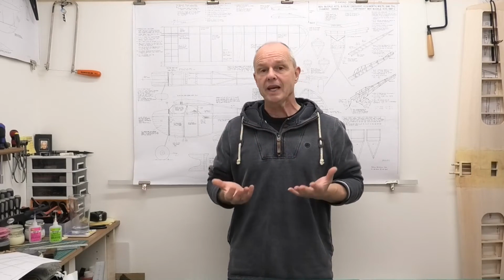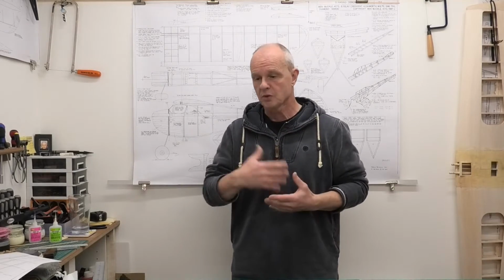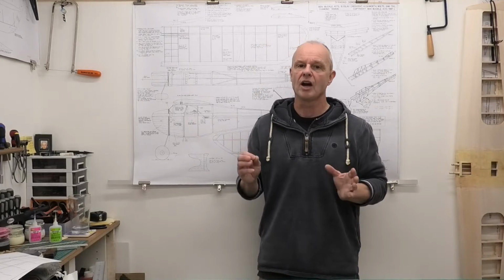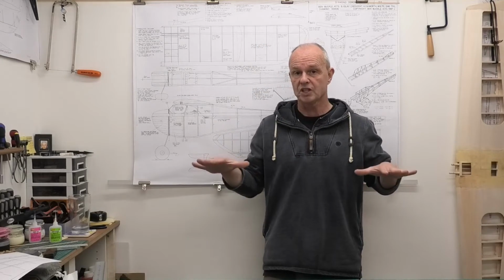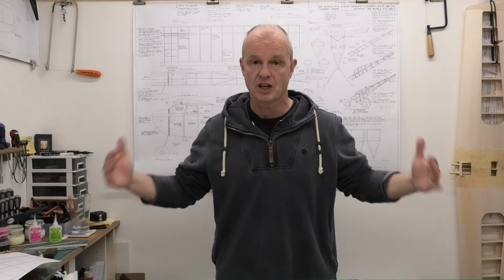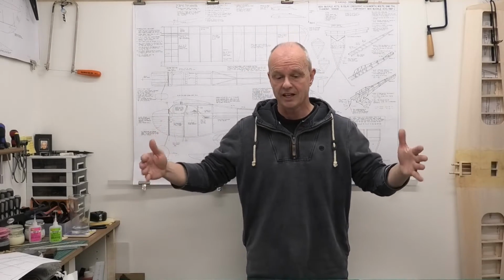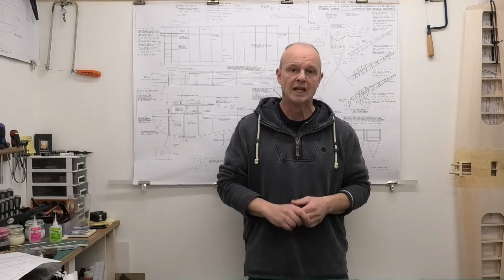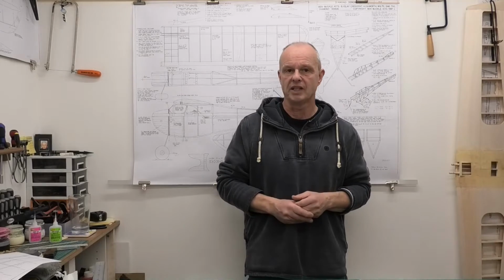Now, when we get a PDF that we've downloaded from somewhere like Outerzone, it's really useful to know that if we print it out full size at 100%, we're going to get a plan that is actually the correct size for the model that we want to build. And there's a really easy way to do this.